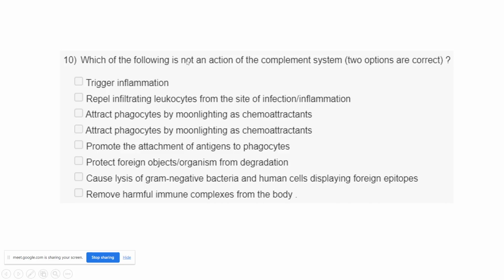So it is asking for not an action. So here repel infiltrating leukocytes from the site of infection or inflammation is not a correct option. It does not repel, rather it attracts the infiltrating leukocytes. And protect foreign objects or organisms from degradation: it does not protect foreign bodies, rather it leads to degradation of the foreign objects or organisms. These two options will be correct, second and fifth.